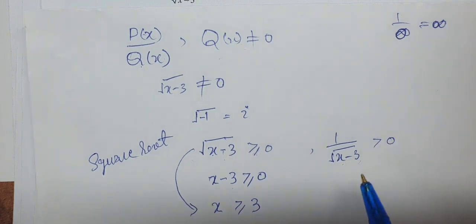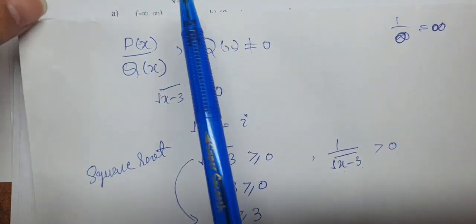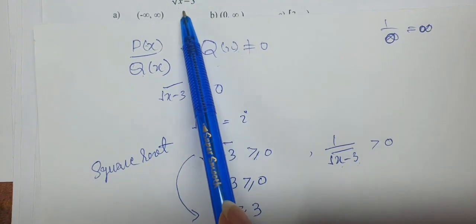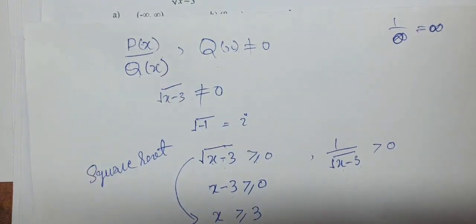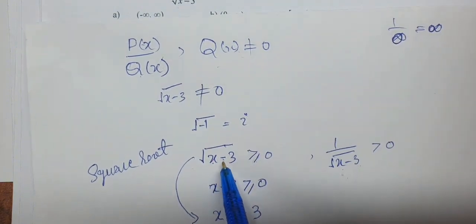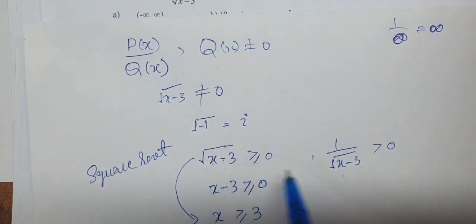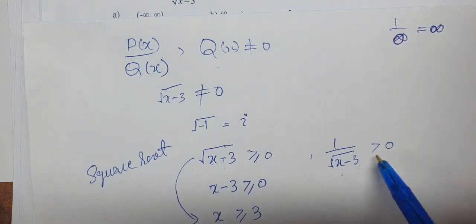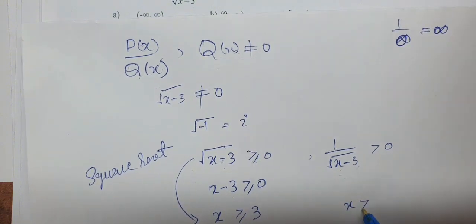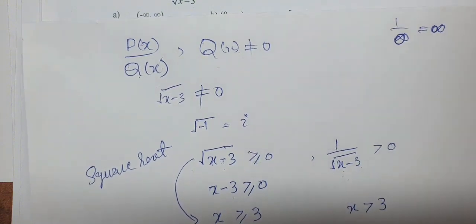But now our actual question is the rational function 1 upon square root of x minus 3. The function is now in the denominator, so we cannot take this equality; it would be strictly greater than 0. So for the domain of this function we can say x would be strictly greater than 3.